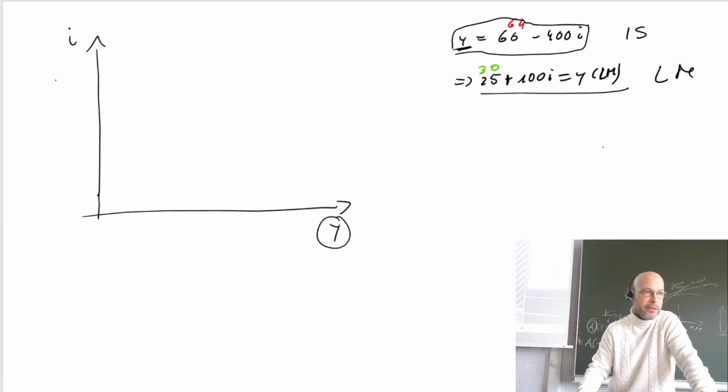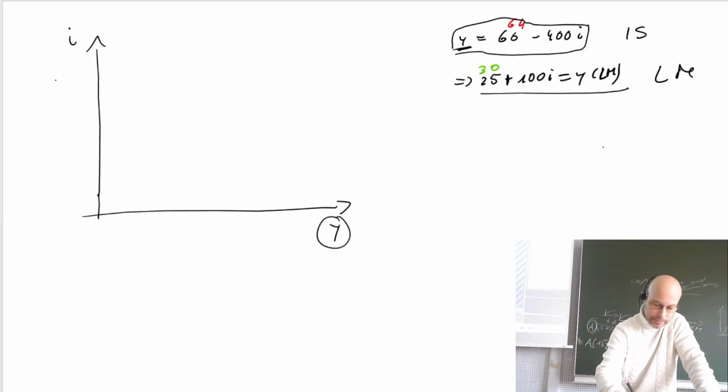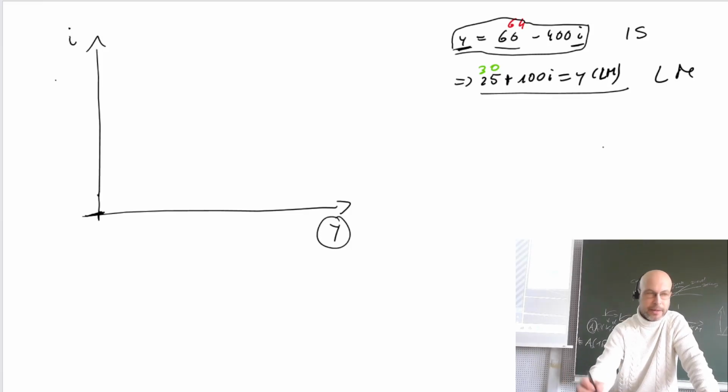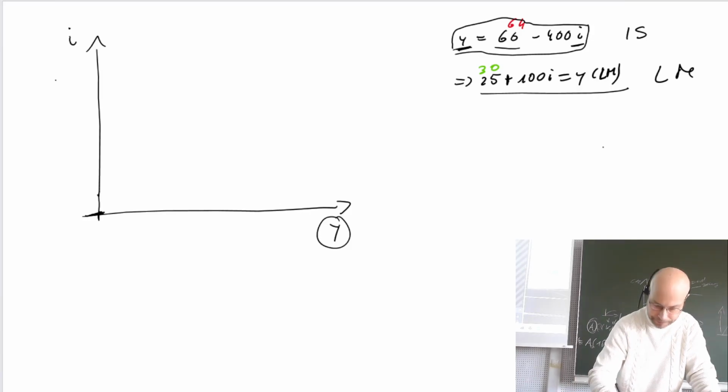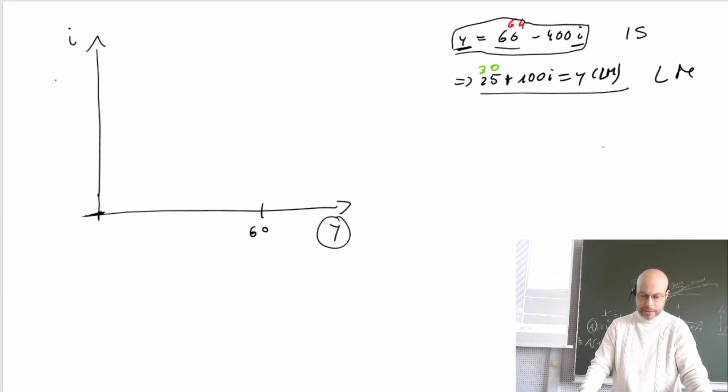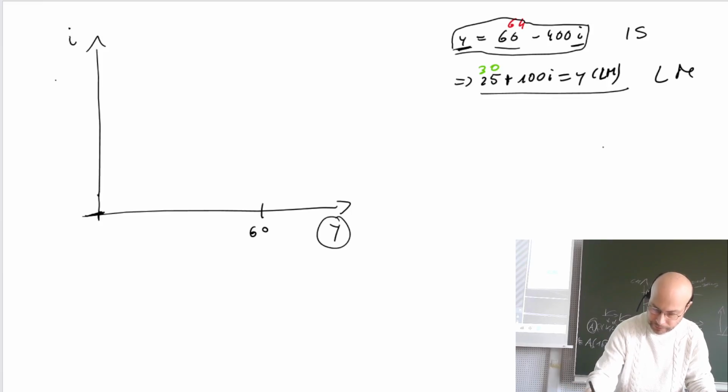what is y if interest rates are 0? So interest rates are 0, then we are here. If we insert here i equals 0, then of course we end up with 60 for y. So we are here at 60, and the other way around, what is interest rates if y is 0?